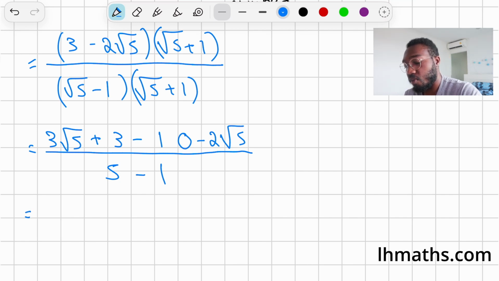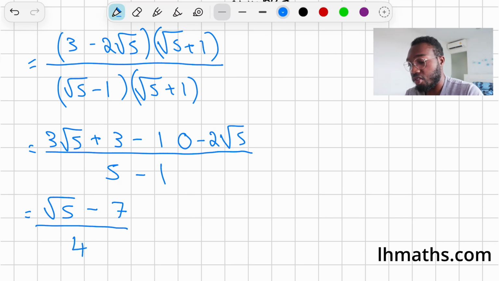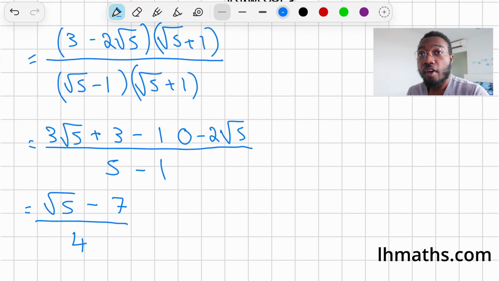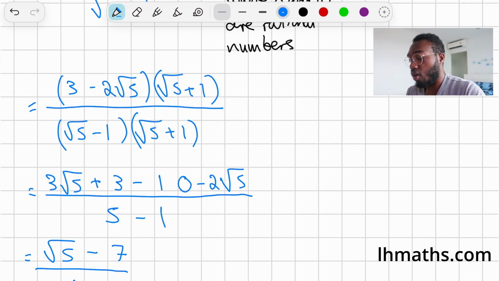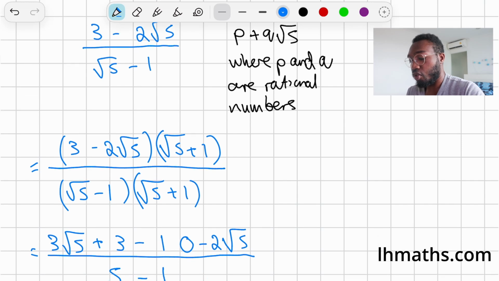So if we simplify this down, we get a 3 root 5 minus a 2 root 5. That would give us just a root 5, okay? And then we have a 3 minus a 10. That will give us a minus 7. And then that is divided by 5 minus 1, which is simply just 4. So now we have root 5 minus 7 over 4, and only in the top we have to write in the form of p plus q root 5.